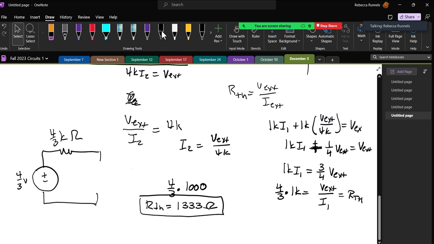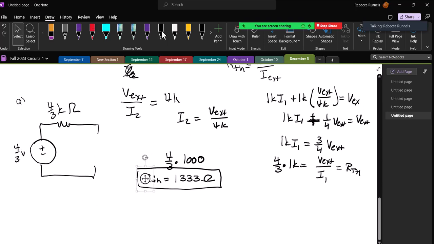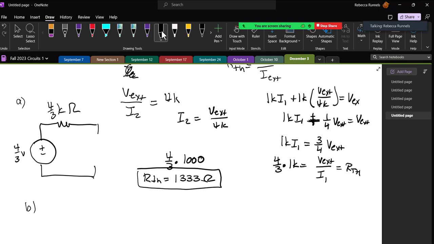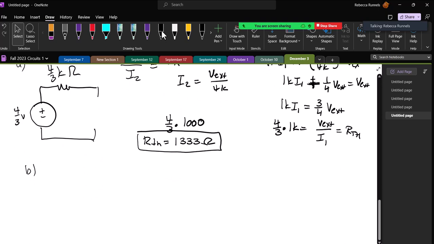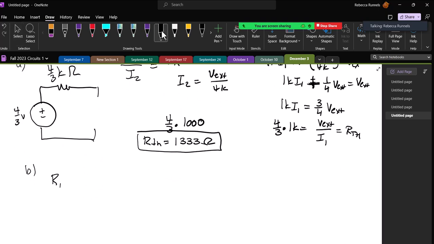Now it says that was part A. Part B says find R Thevenin for maximum power, or R1 for maximum power transfer and the maximum power that can be transferred. Okay, so you have maximum power transfer when your load resistance equals your Thevenin resistance. And so we would want R1 to equal 4/3 kiloohms.